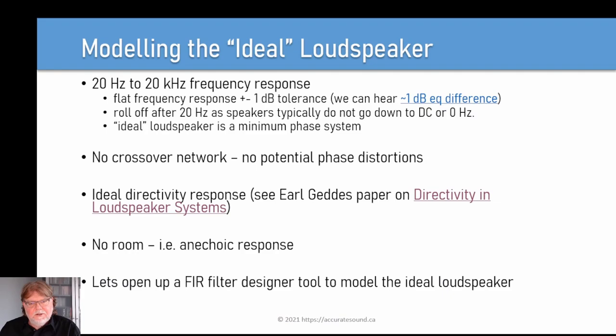Loudspeakers roll off below 20 hertz, as speakers typically do not go down to DC or 0 hertz. And as I mentioned before, the ideal loudspeaker is a minimum phase system. The ideal loudspeaker has no crossover network, so there's no potential phase distortions.